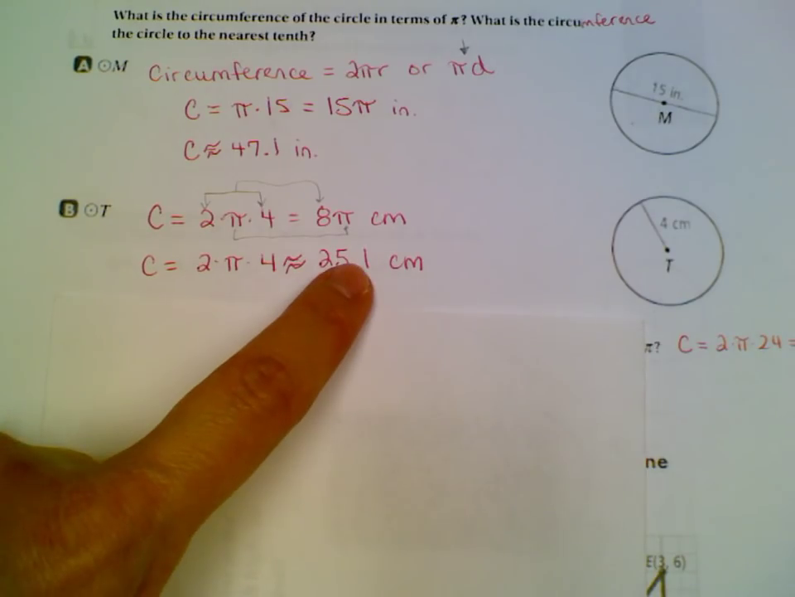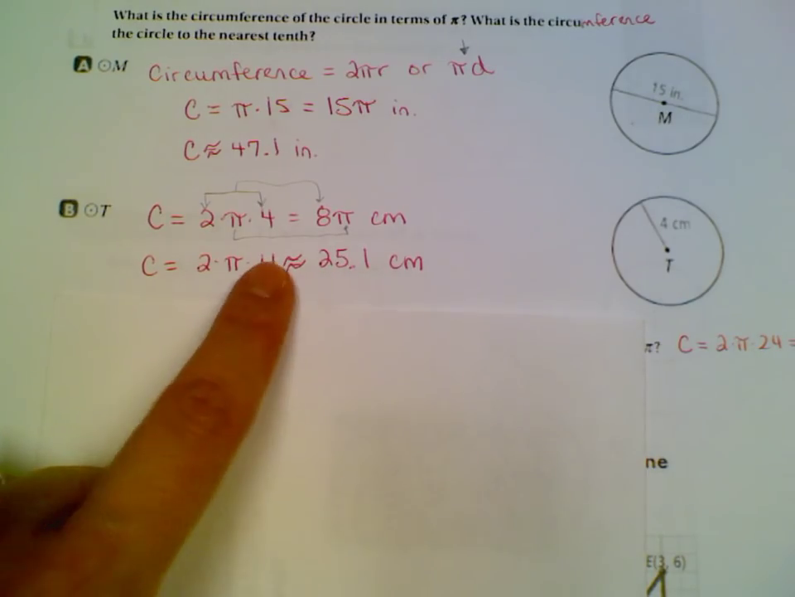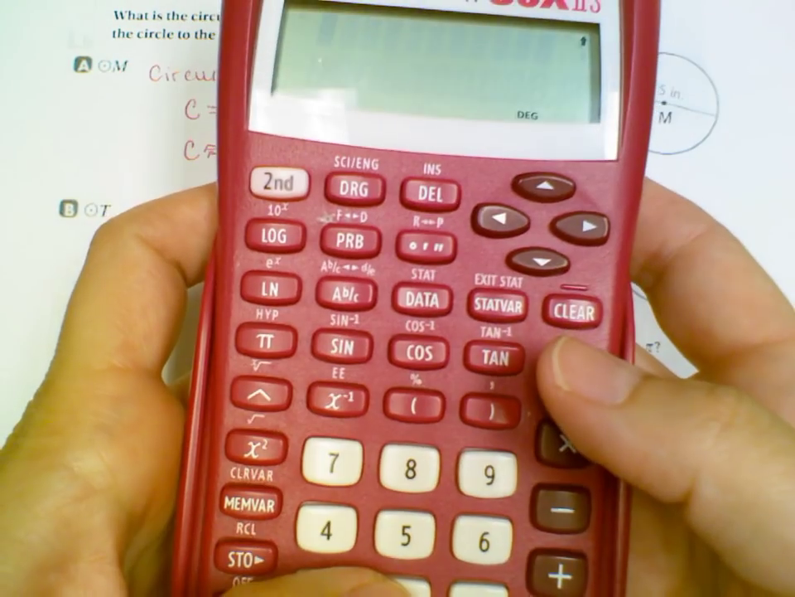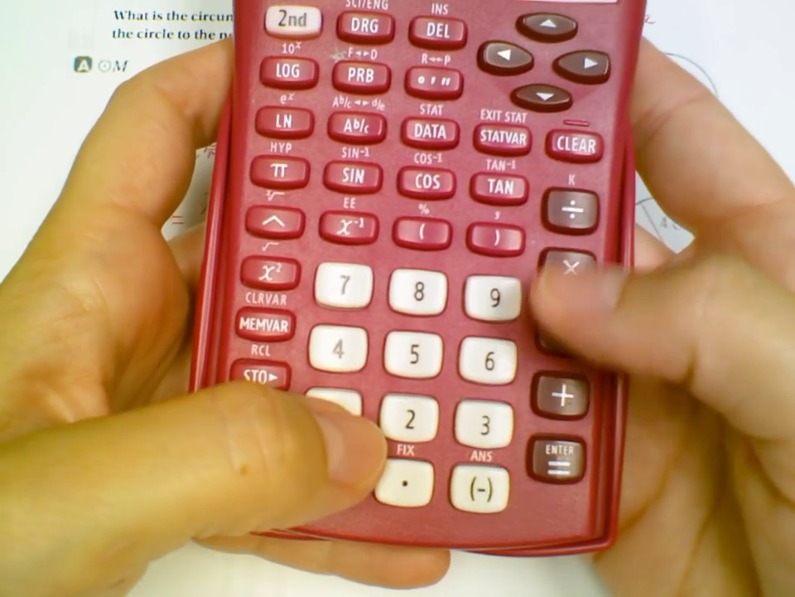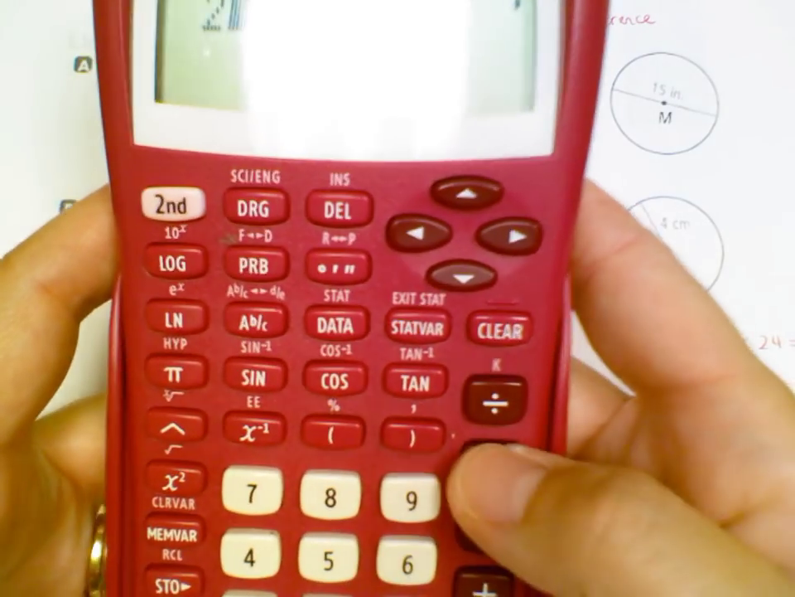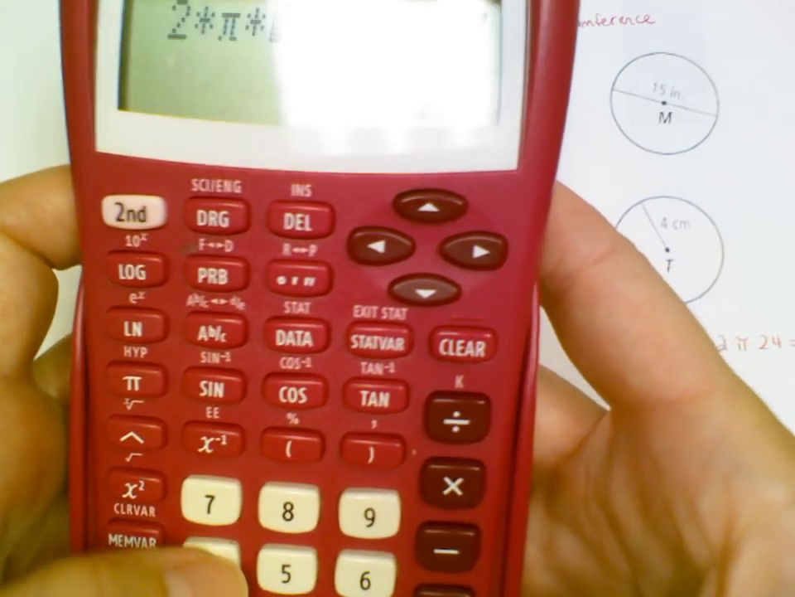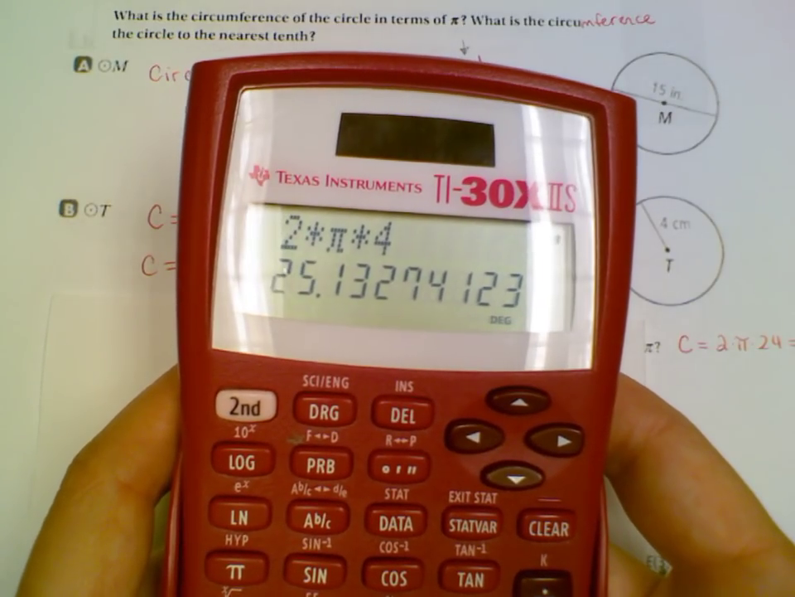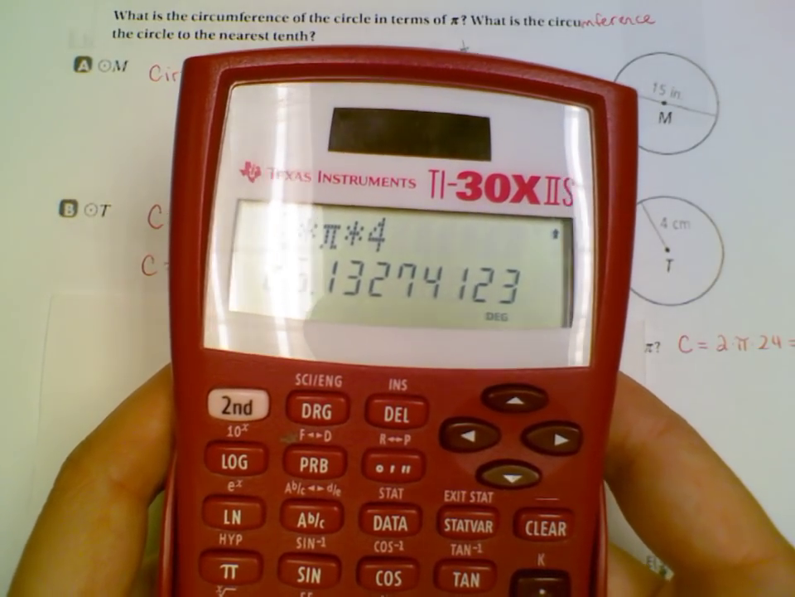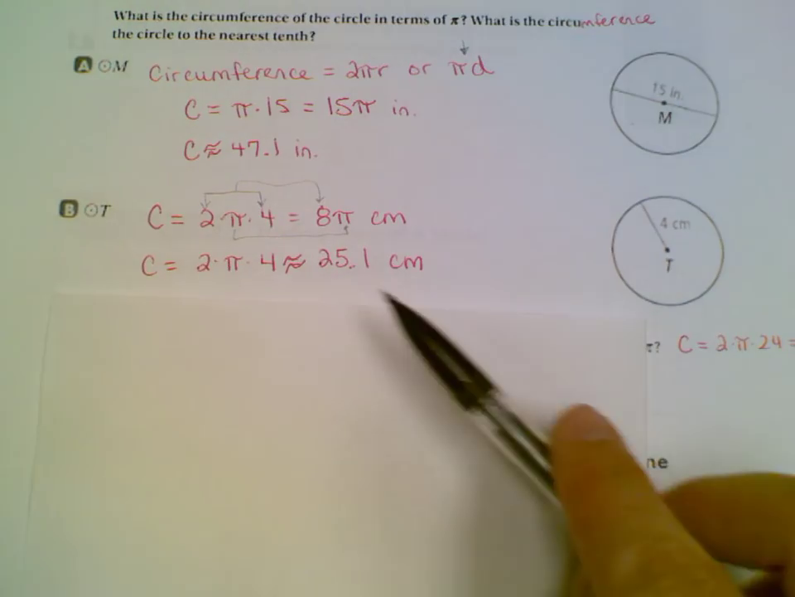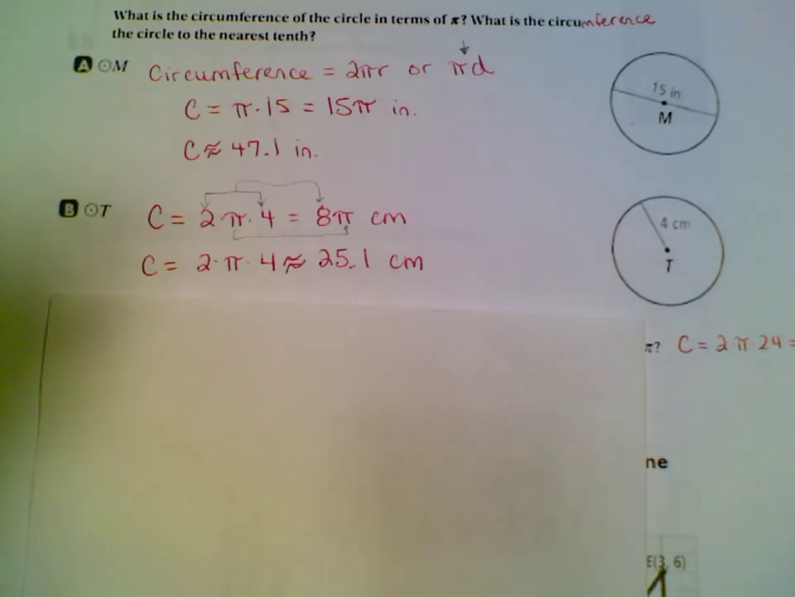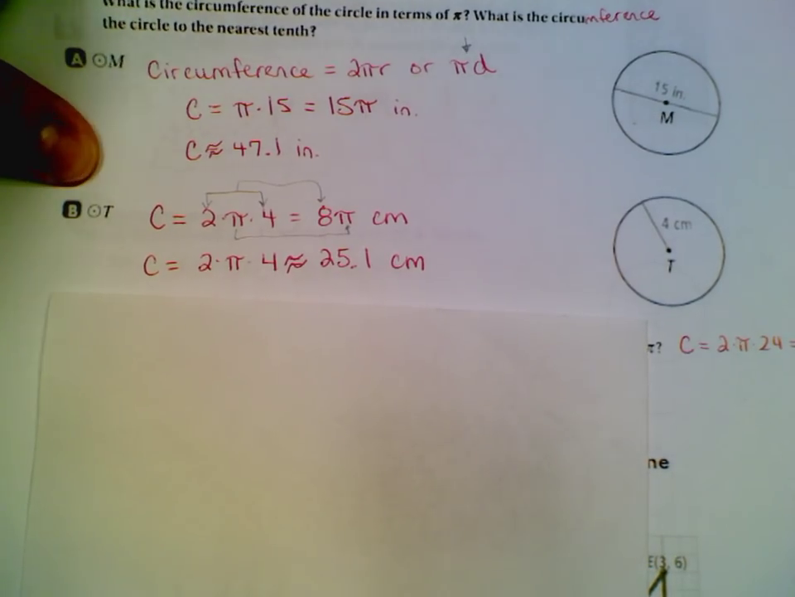My answer, if I had to round to the nearest tenth, this is where I will just type it into my calculator. So I would type in 2 times pi times 4, and I would get that. Then I round to the nearest tenth, so I would get 25.1 centimeters for my nearest tenth answer. Alright, you're going to pause the video and try the got it question.